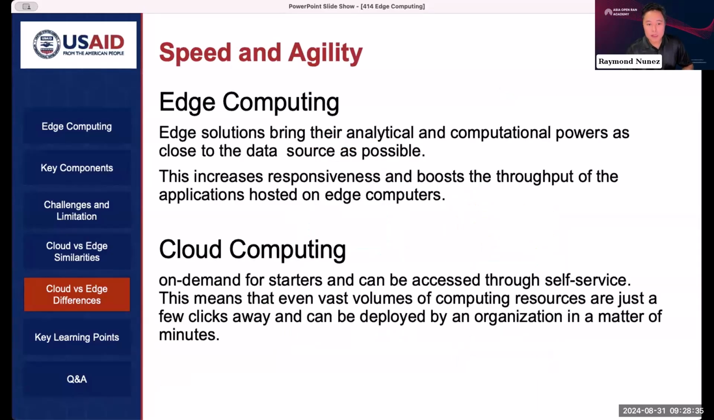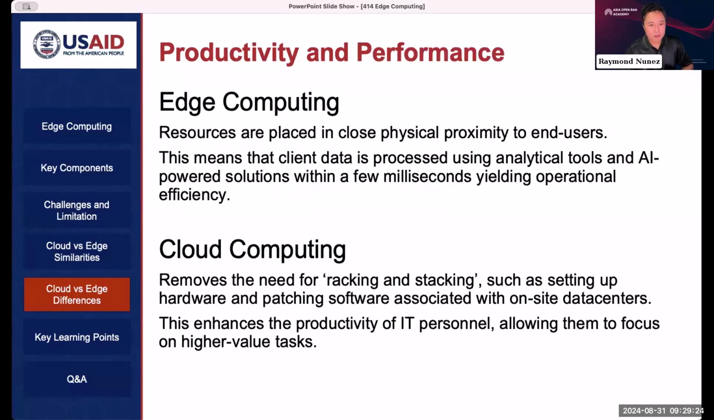So first one, speed and agility. We have edge solutions that could have analytics capability and computational power as close to the data as possible. For cloud computing, it's centralized. But for deployment, you could deploy faster in cloud computing because it's just via API or via menu. If you want more computation, you could even do it automatically via auto scaling. For edge computing, though, you need to be purchasing these devices and deploying these devices. So speed and agility goes to cloud computing as against edge computing. But edge has its own benefits.